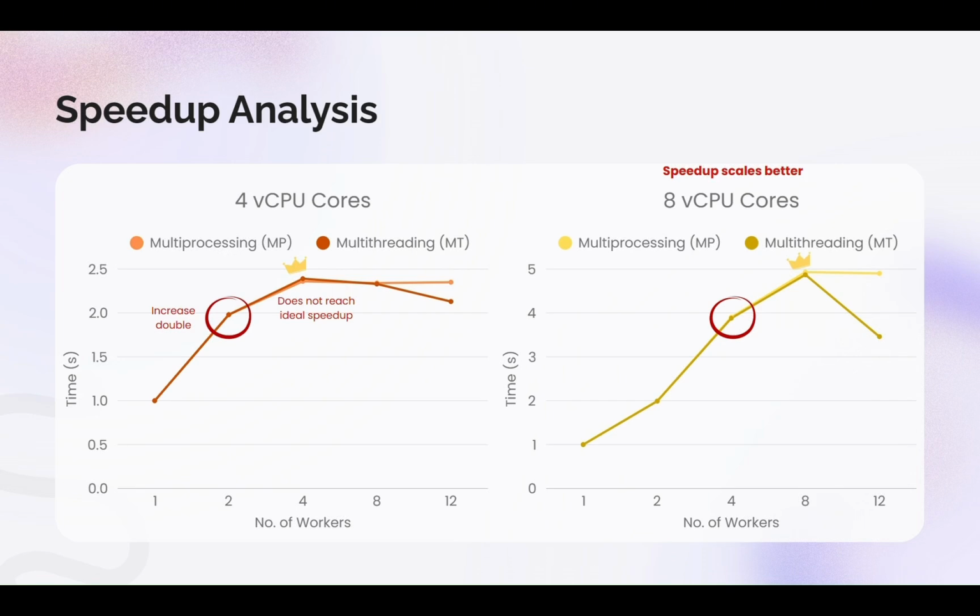With 1 worker, the speed-up is 1 for all cases as it serves as the baseline. For the 8 virtual CPU configuration, we can see that the speed-up scales better, reaching about 3.9 at 4 workers and nearly 5 at 8 workers. At 2 workers, the speed-up nearly doubles in both configurations because parallel execution happens on 2 physical CPU cores. For the 4 virtual CPU configuration, the performance does not reach the ideal speed-up of 4. This is because of the limited benefits from hyper-threading.